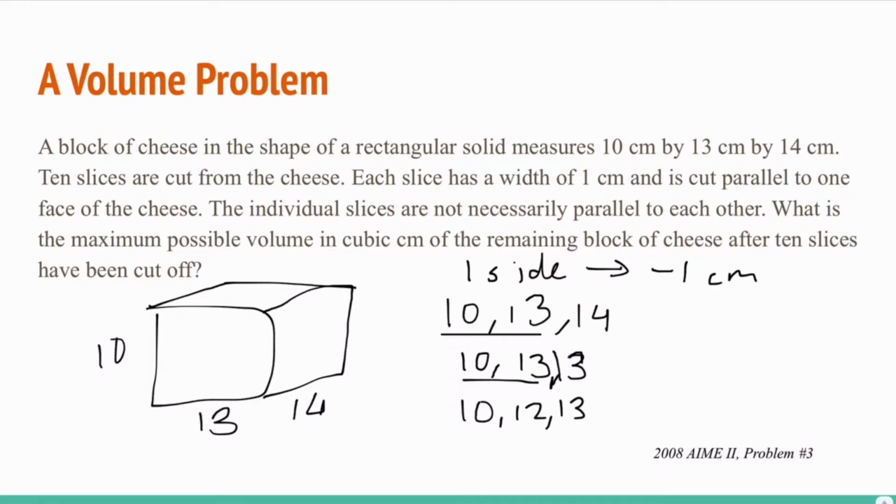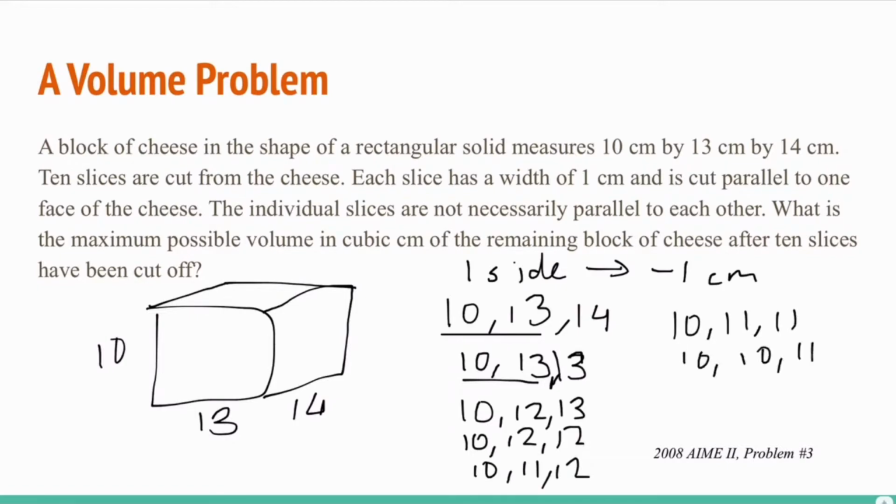Continuing this, for 10 slices, we'll get our answer. And we end up at 9, 9, 9, which is the largest volume that we can still have. So our final answer will be 9 cubed, or 729.